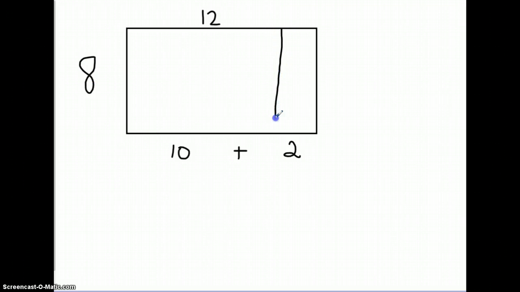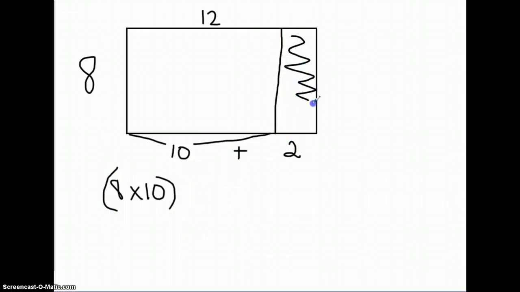What I'm saying here is that here is 10. Let's say I have 10 columns right here, and there's 8 in each column. Remember our visuals of yesterday? So this is 8 times 10. And then right here, this is 8 times 2. I only have 2 columns, but there's 8 in there. And then what I do is add them together. This is the same as yesterday, just working with larger numbers.